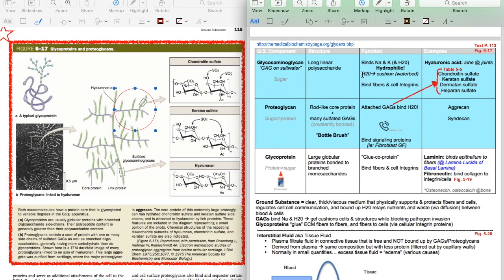So what happens then is that by binding up all this water, they're kind of making a water bed. They're making a cushion. And it's not just straight water, really. When sugar binds this water, think of it making kind of like syrup, okay?